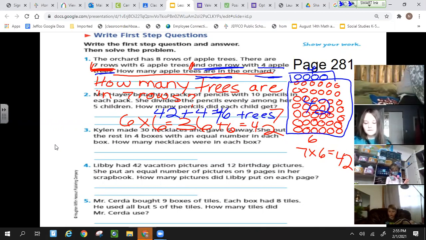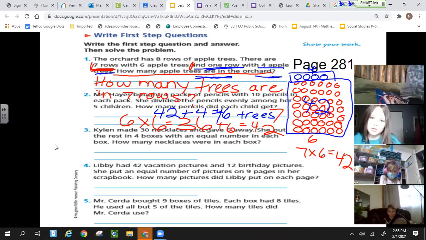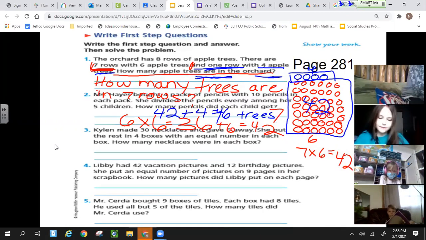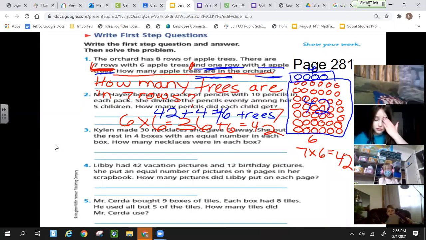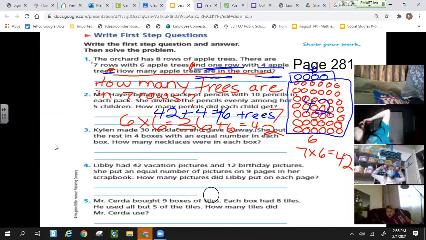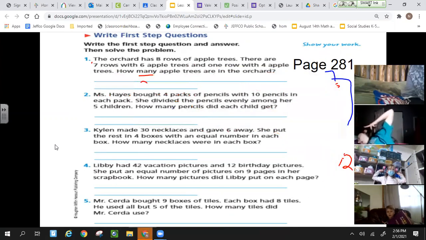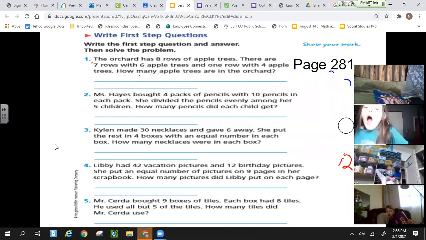Okay, let's reflect and see if that makes any sense. The orchard has 8 rows of apple trees. There are 7 rows with 6 apple trees and 1 row with 4 apple trees. How many apple trees are in the orchard? There are 46 apple trees in the orchard. When we look at that, does that make sense? Yeah, that would work. Okay, now we're going to do one more. Remember, you're going to write the question as well, the how many.